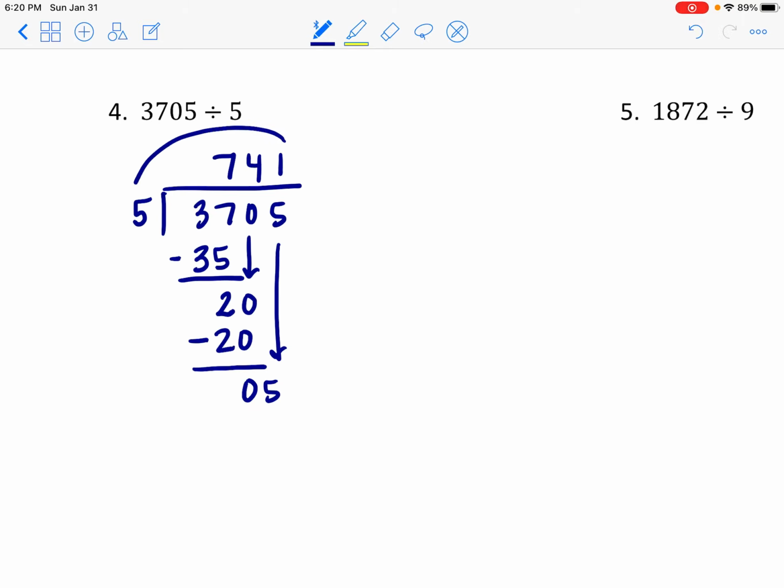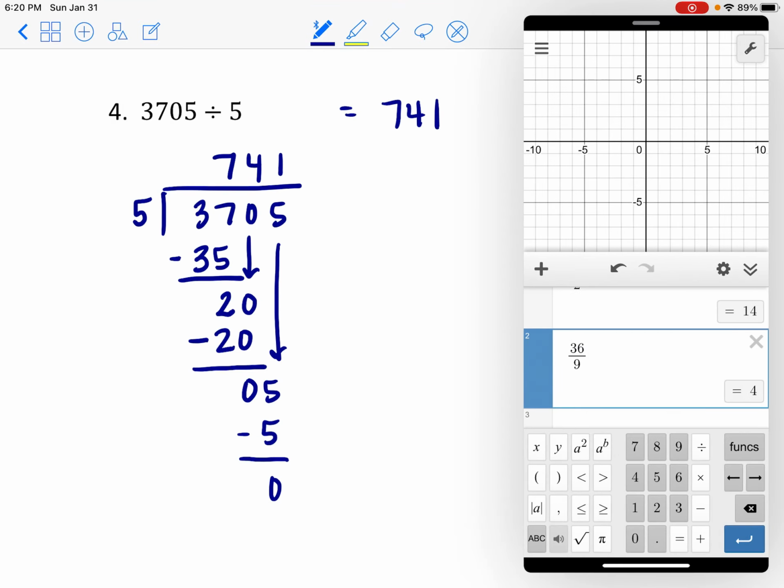Multiply. 1 times 5, I get 5. And then lastly, subtract. Since I end up with 0 here, and there are no other digits to bring down, that is my answer with no remainder. So this is going to be exactly 741. And again, that could be confirmed.